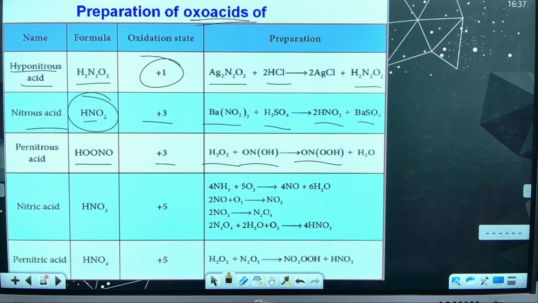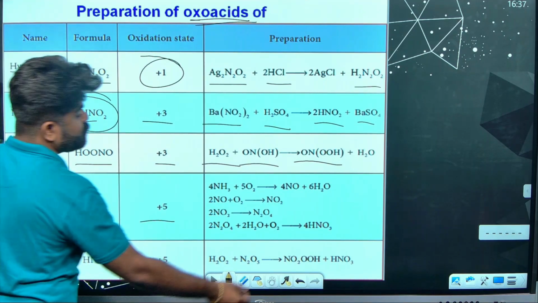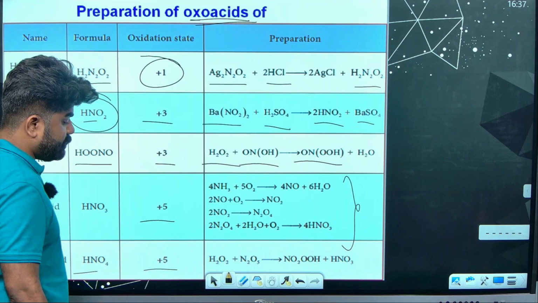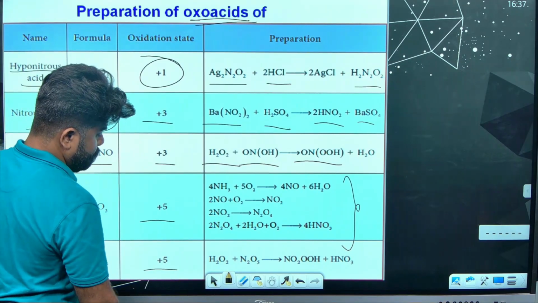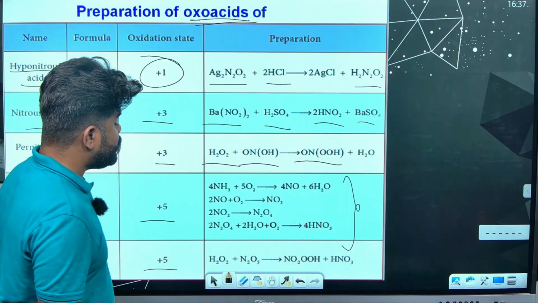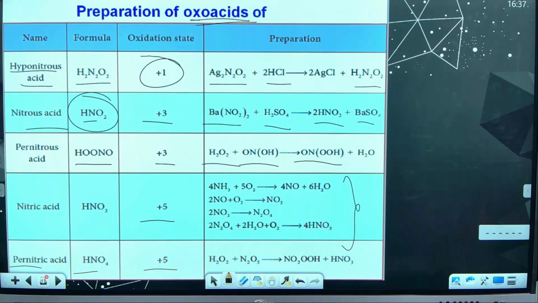Then nitric acid, with oxidation state +5. We already saw the preparations of nitric acid. Then pernitric acid, which is HNO4. Here nitrogen's oxidation state is +5, and the preparation method is H2O2, hydrogen peroxide, when treated with dinitrogen pentoxide, you get pernitric acid.